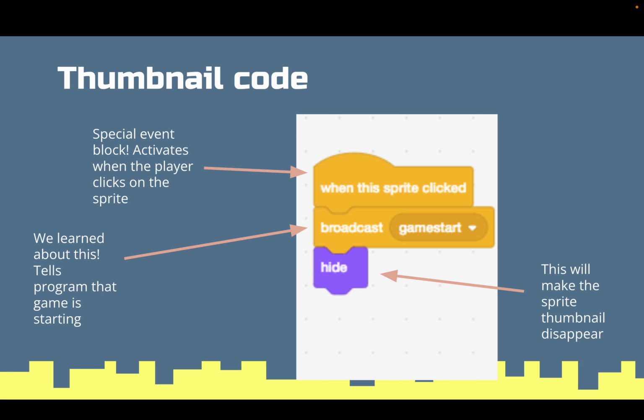This is to let everybody else know that the game starts, because otherwise we wouldn't know, and we'd just be moving and accidentally lose lives when the thumbnail might still be on. All right, and then the hide block basically hides the sprite, so you won't see it anymore. If you can remember, when we did the example project, when you click on it, it disappears, and we can start the game.